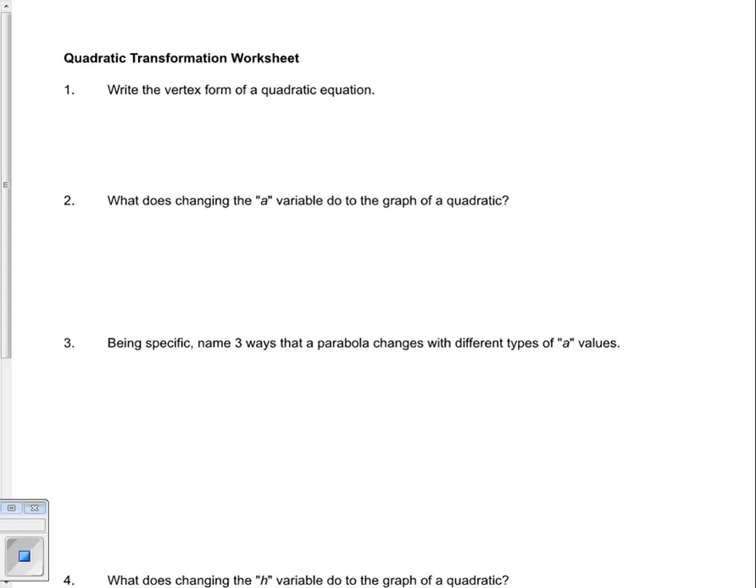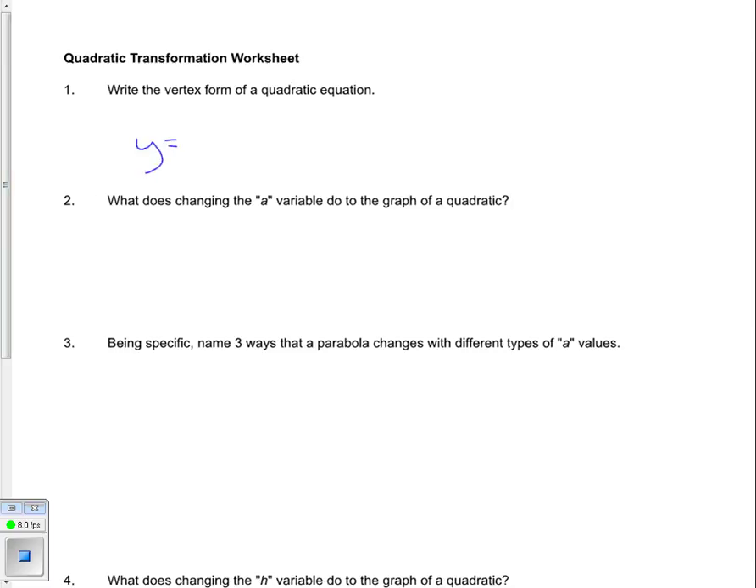So we're going to review what we've talked about in terms of finding transformations, and then you're going to work on a worksheet that will allow you to explore that topic a little bit further. So question 1 says write the vertex form of a quadratic equation. And again, we've done this multiple times, but it's important to get this down pat.